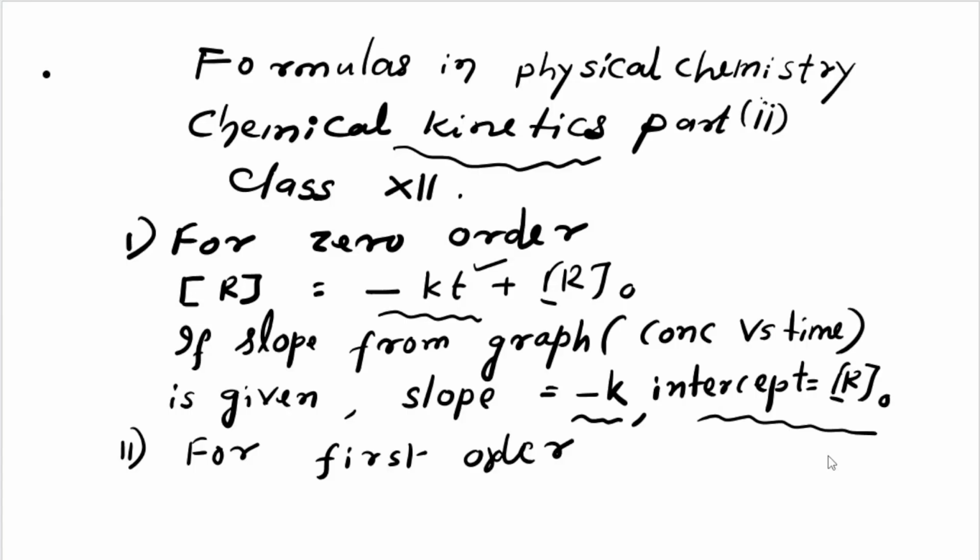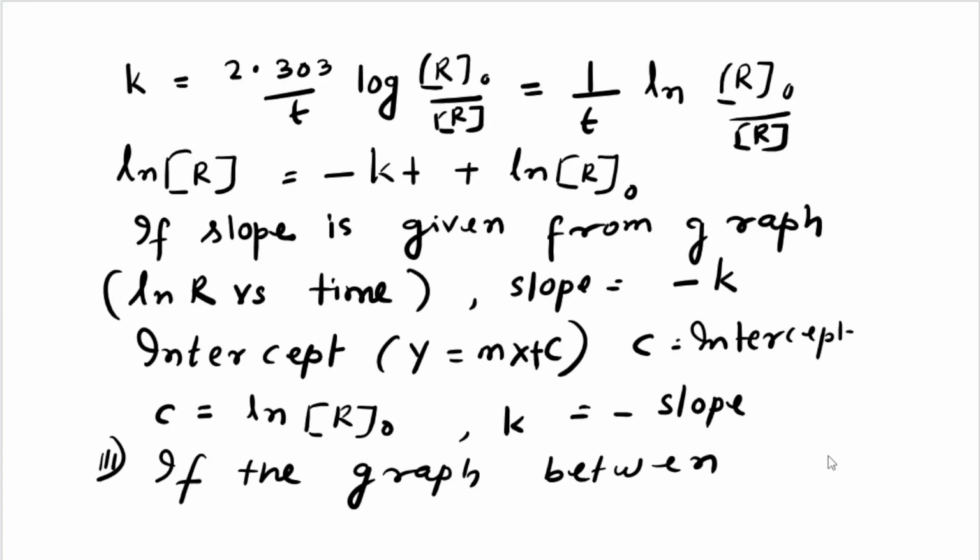Then come to the first order reaction. The formula is k = (2.303/t) log [R]0/[R]. Instead of 2.303 log, we can write ln. So what is the conclusion? k = (1/t) ln [R]0/[R].